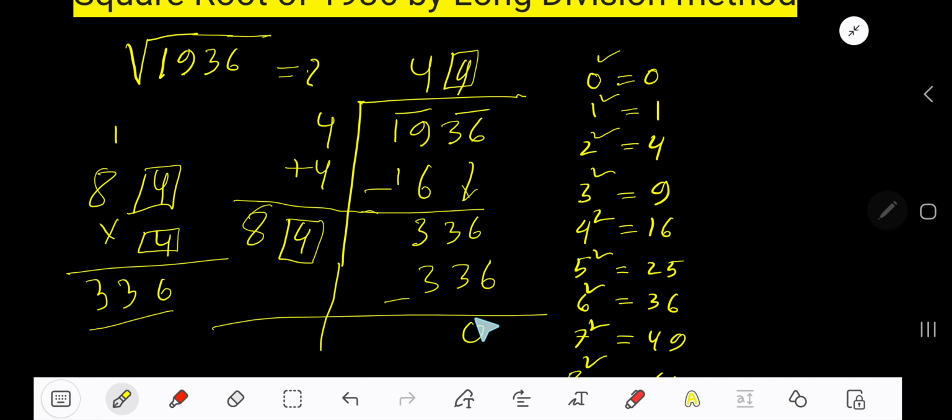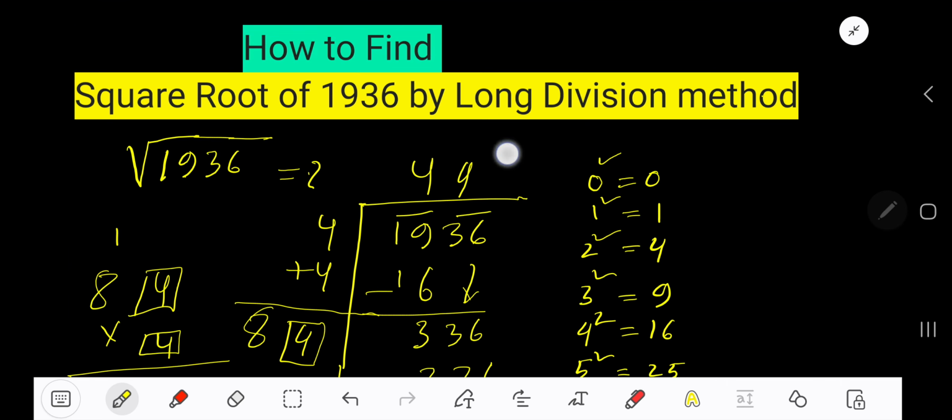Subtract, you are getting 0. As our remainder is 0, we are done. So our answer is 44. Since you have placed the digit 4 here, the same digit will come here and add. 4 plus 4, 8. The double of 44 is 88. So our answer is correct. So the square root of 1936 by the long division method is 44.